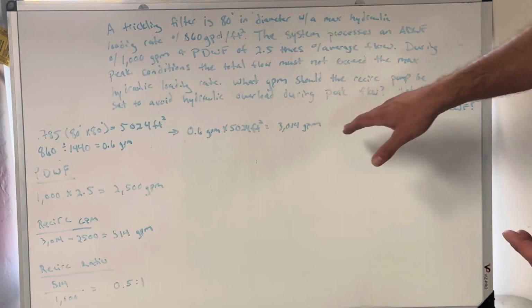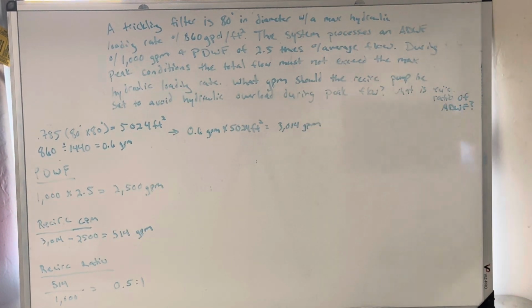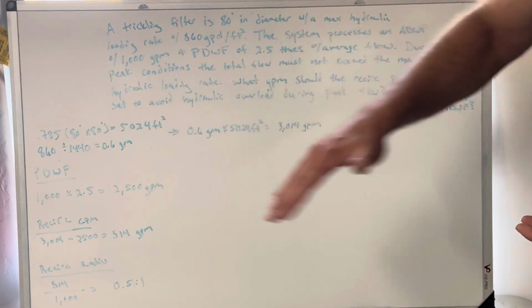And let me demonstrate this. So I've got an 80-foot diameter trickling filter. Okay, so 0.785 times diameter squared, work that out on your calculator.